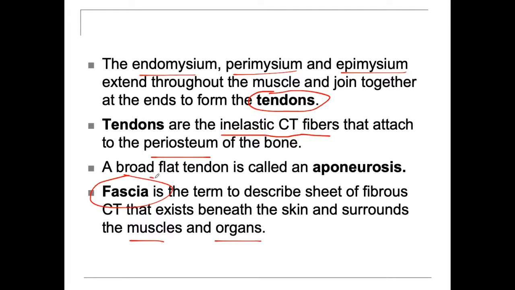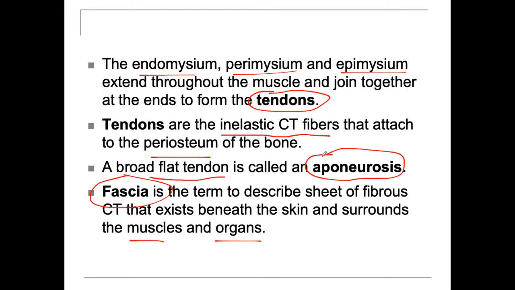Whenever we see a broad, flat tendon, we call that an aponeurosis. And you'll see this term with a few muscles. You'll see it with the biceps tendon, the biceps brachii. The insertion is near the radial head, just a little bit distal to it. There's a radial tubercle there. But the insertion, they call it the bicipital aponeurosis, the bicipital aponeurosis.